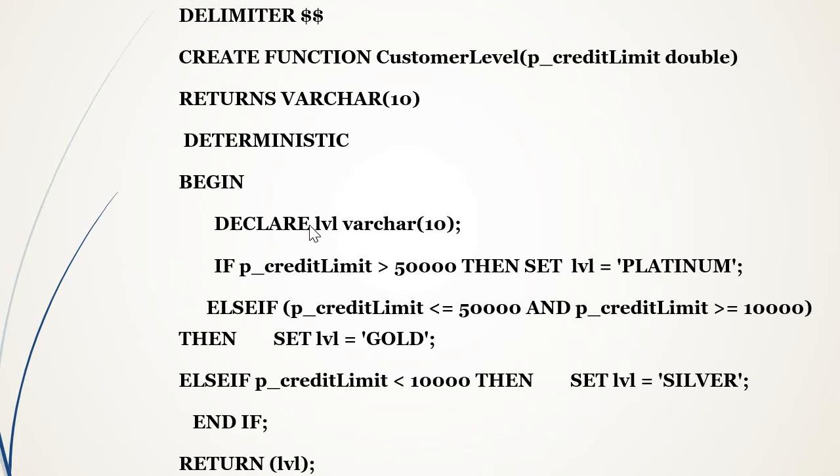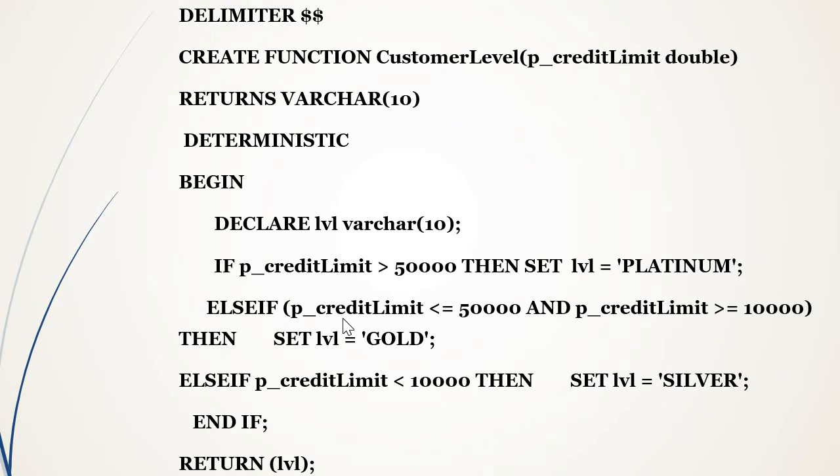Like I declare one procedural variable, that is level. This is my local variable to this function customer level. So I declare the variable level of type varchar. Then I write down the logic. If P credit limit is greater than 50,000, then I set this level as platinum. Means if the customer credit limit is greater than 50,000, then that customer is a platinum level customer.